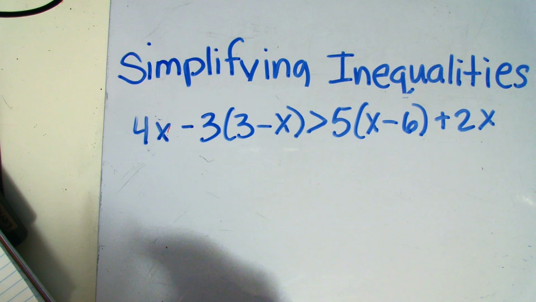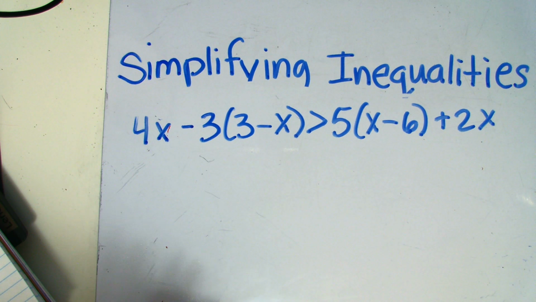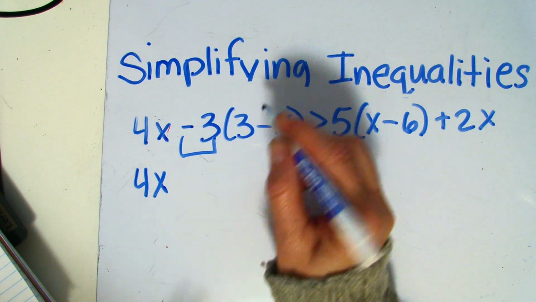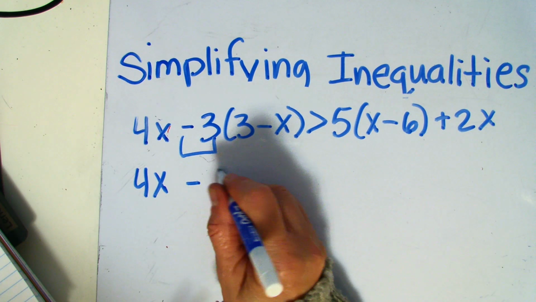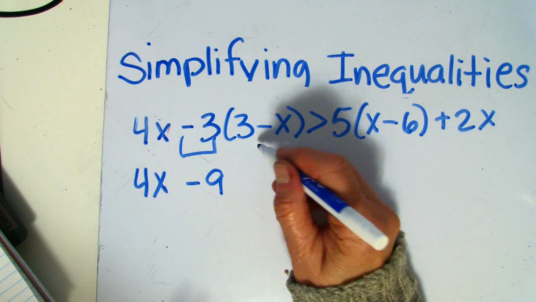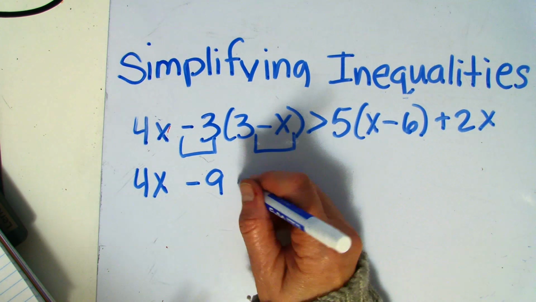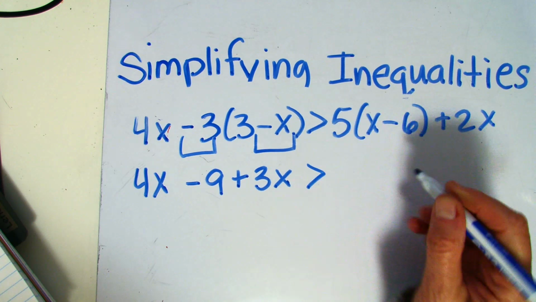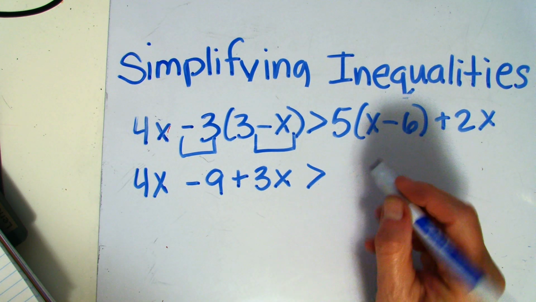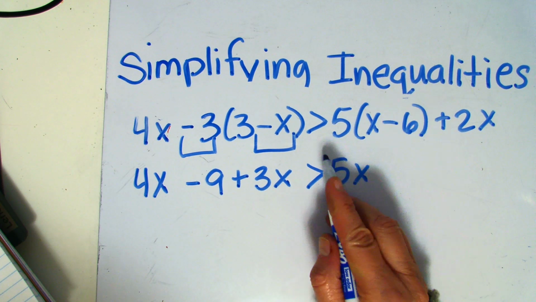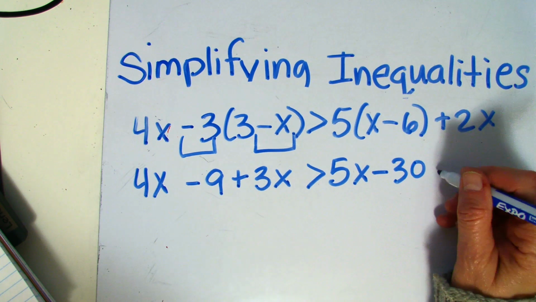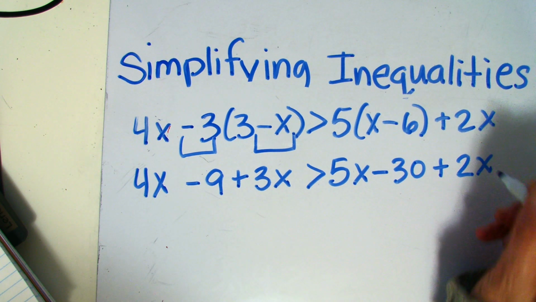Okay, so first I'm going to do distributive property, and I'll go ahead and write out the 4x. This is negative 3 times 3. That's going to be a negative 9. And negative 3 times a negative x is a positive 3x. 5 times x is 5x. 5 times a negative 6 is negative 30, and then plus 2x.